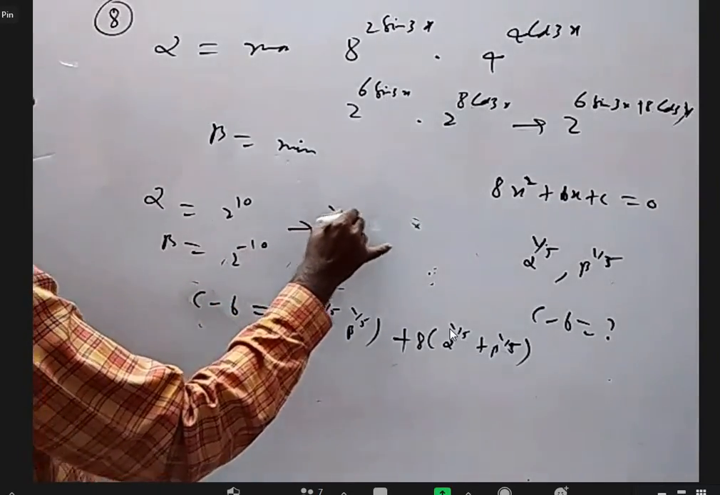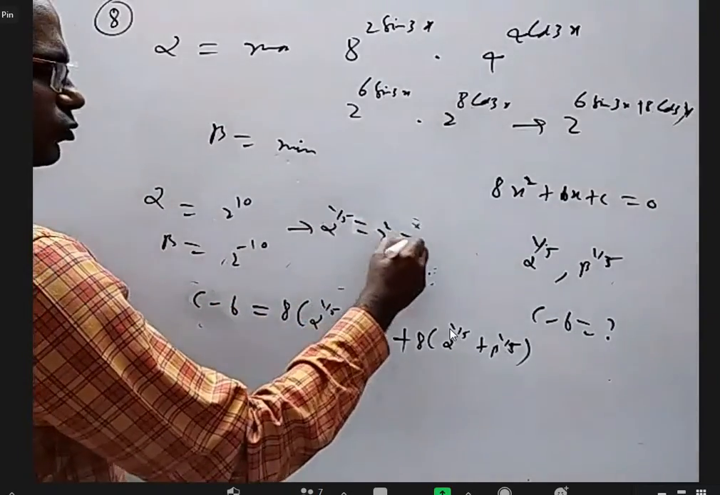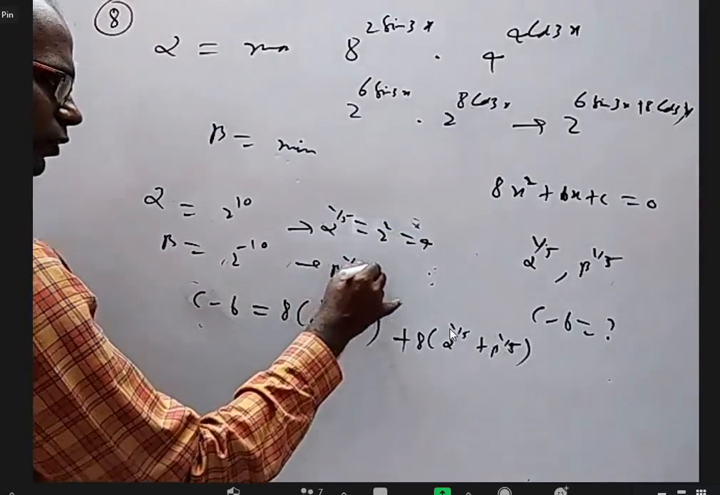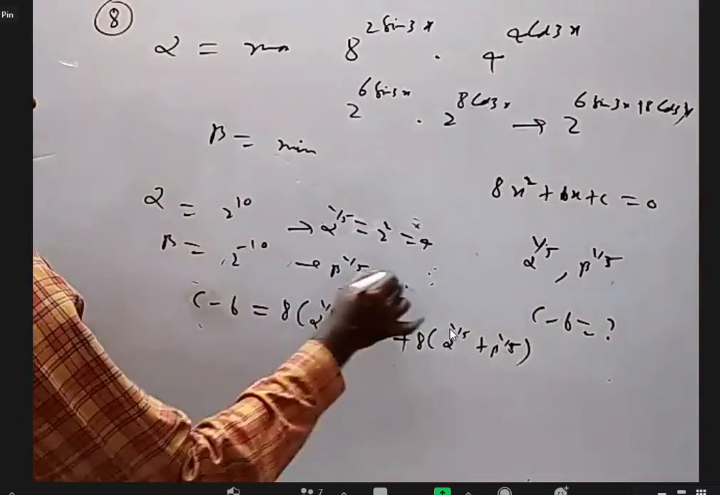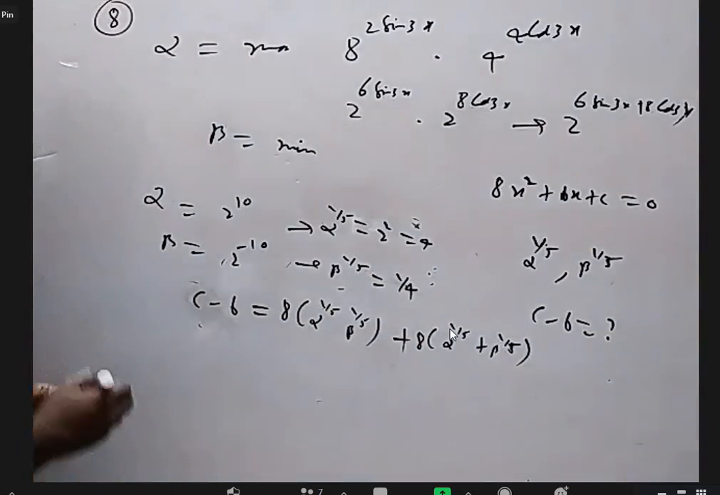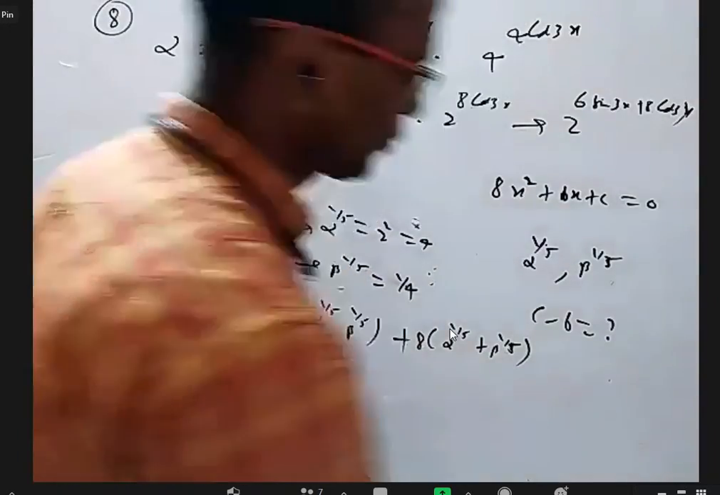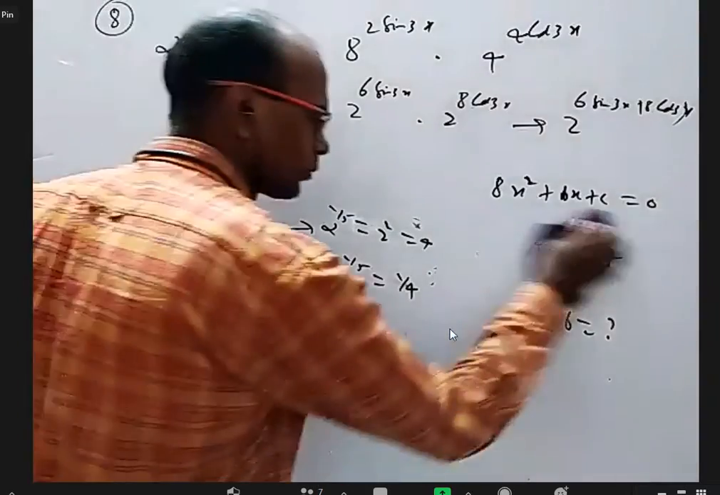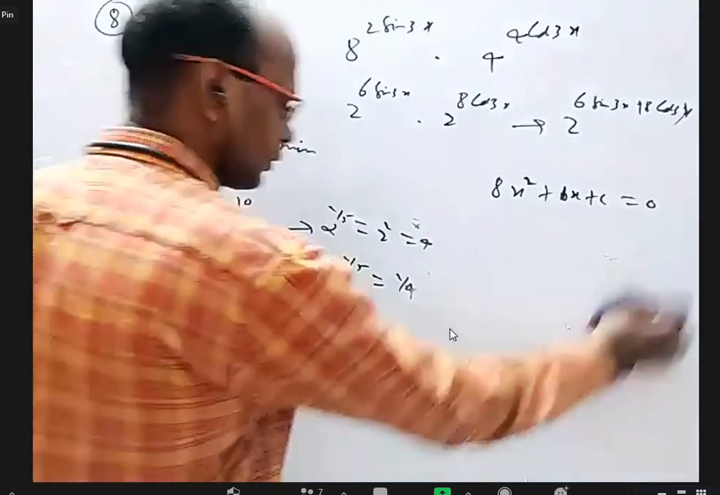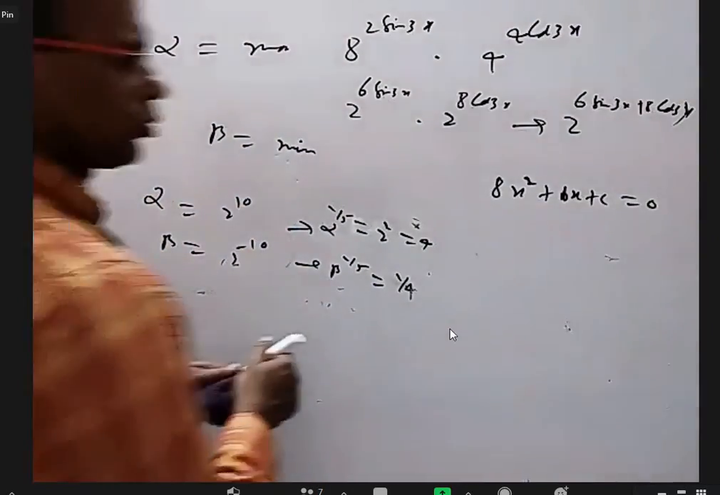Now they wanted alpha power 1 by 5, which means 2 square, that is 4. And beta power 1 by 5 is 1 by 4, because of power minus 10. Okay. So 4 and 1 by 4 are the roots. Now we can do it.